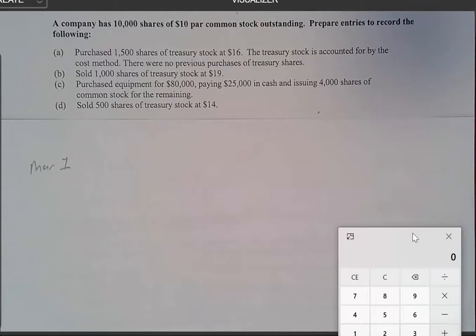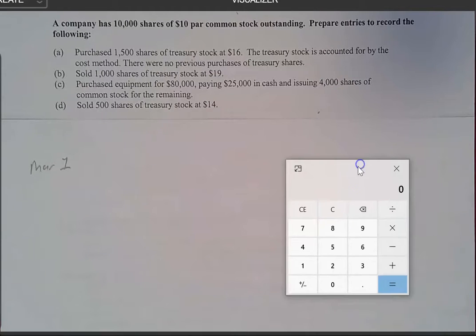Requirement A says that they're going to purchase 1,500 shares of these 10,000 shares. They're going to repurchase those as treasury stock at a price of $16, and that we are going to be using the cost method. There were no previous purchases of treasury shares, okay? So, how much did this cost us? Well, we bought 1,500 shares at a price of $16. So that's $24,000.